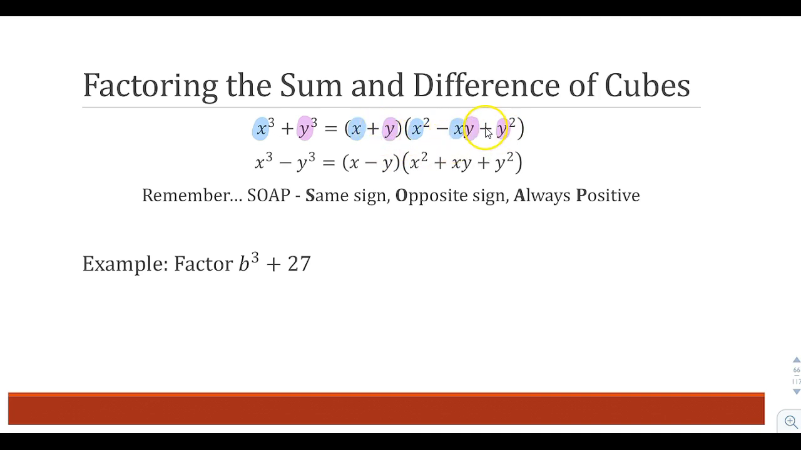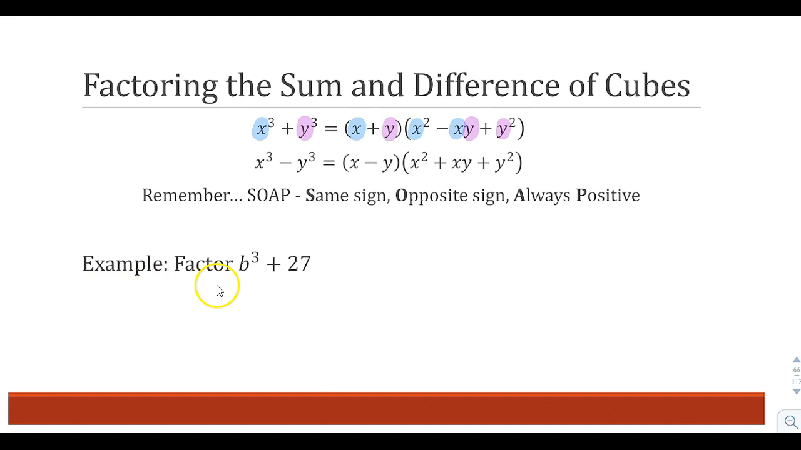So the signs have a little acronym to help you remember. It's called SOAP. Since this is addition, I keep the same sign between the first two terms. Then I switch to the opposite sign, so that's subtraction. And always positive is the last term. The last term is always positive. So if I look at this difference of two cubes formula, since it's subtraction, it's the same sign, subtraction, then the opposite sign, addition, and then always positive. So it is a little trickier than the difference of squares formula, but it's just going to take some practice.